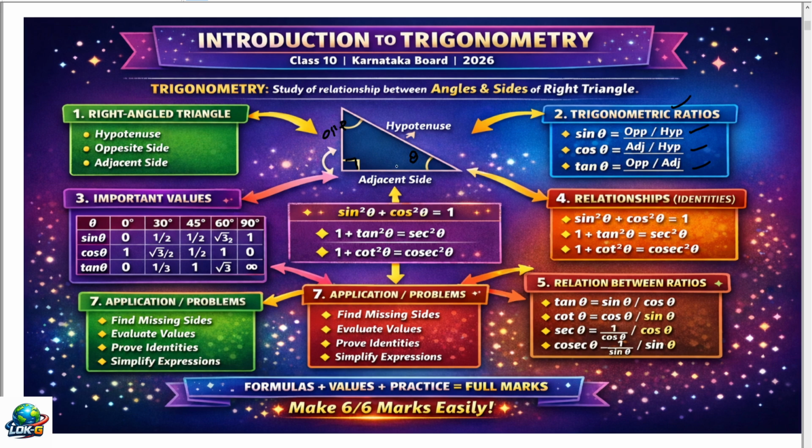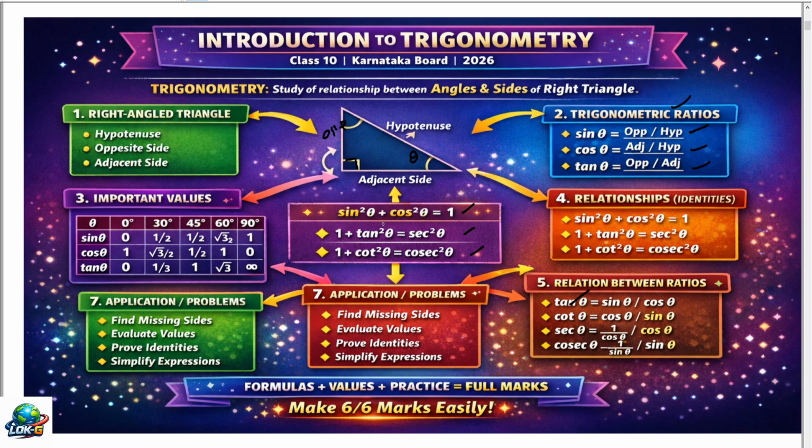Then we studied the identities and reciprocal relations. Tan theta can be written as sin theta upon cos theta. Cot theta is the reciprocal of tan theta, which is cos theta upon sin theta. Similarly, sec theta is equal to 1 by cos theta, and cosec theta is equal to 1 by sin theta. And the 3 important trigonometric identities you studied, mastering these 3 is very important, so that it helps you to answer the 3 mark question.